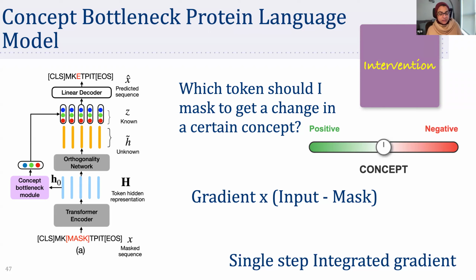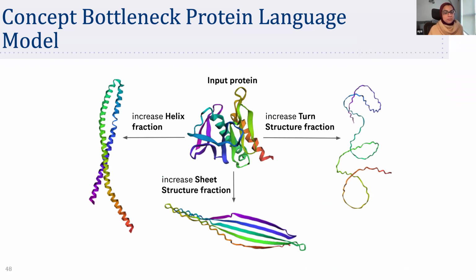And here the very obvious reference point is the mask token. So how much did this protein contribute to this concept in comparison to the mask? And then you multiply that, and that basically tells you which amino acid was most important for that concept, and then you can mask it to increase and decrease the properties. So, any questions before I move on? Because I'll start talking about experiments now.